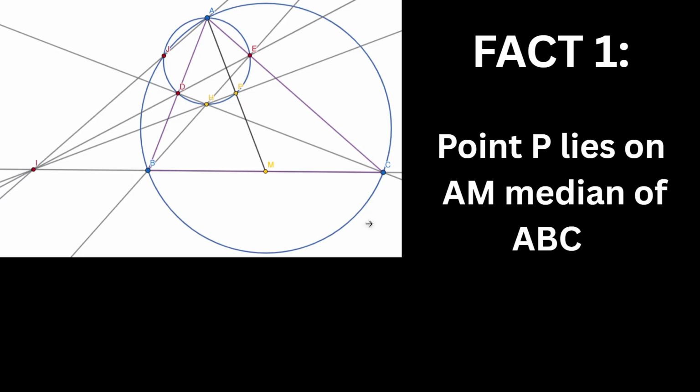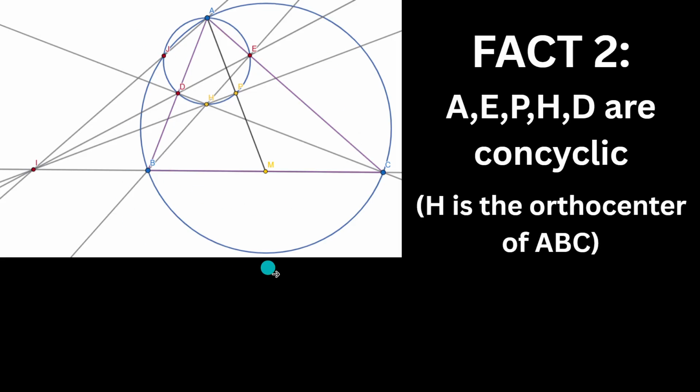So here's the first fact about Humpty point. Point P lies on AM, which is the median of triangle ABC. And here's the second fact. Points A, E, P, H, D are concyclic. H is the orthocenter of ABC and D, E are the feet of the altitudes.